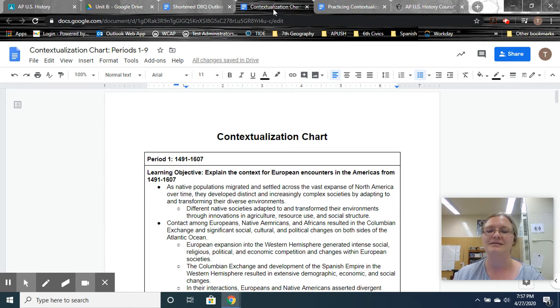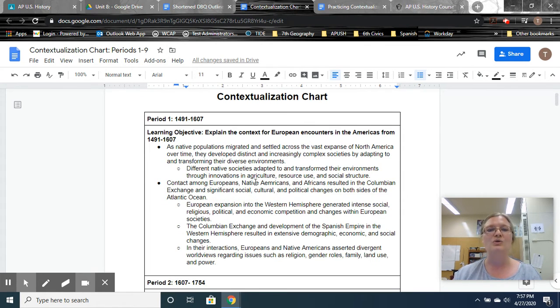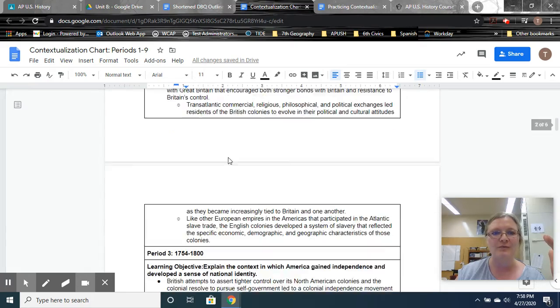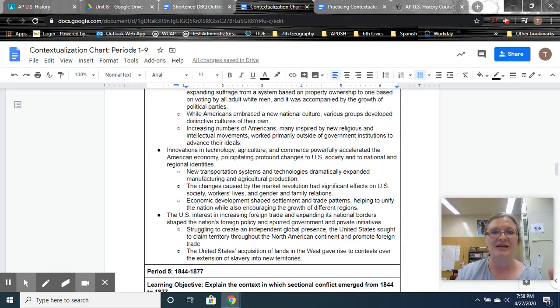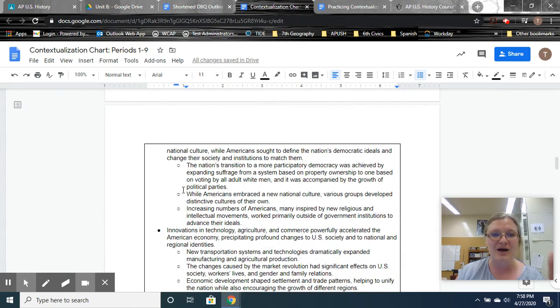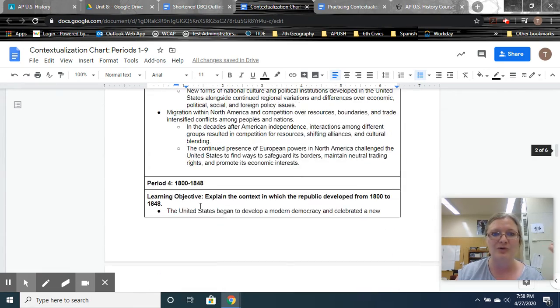I've also made this, and I'm very proud of it, a contextualization chart. For each period, it goes through the main learning standards for our class and puts them all in the correct order, in the correct place, so you get a relatively short summary of what happened in every single period we learned about. Some are going to be longer than others because they were longer periods, but it goes through those main ideas and then has bullet points underneath them to go a little bit more in depth.